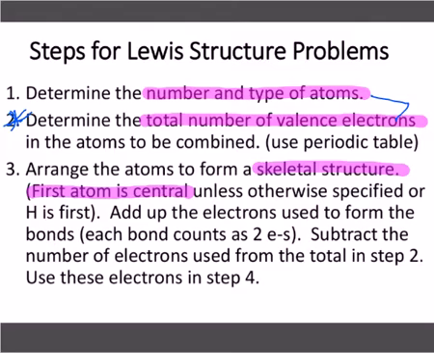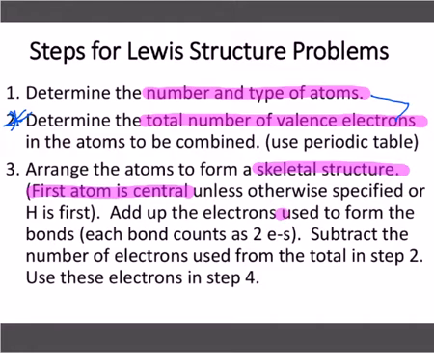Hydrogen cannot be the center because otherwise it can only be bonded to one thing and your structure would not be there. So the first atom in the formula is going to be your center one unless the problem specifies. And if it's hydrogen, you go to the second element. We're going to add up the electrons used.